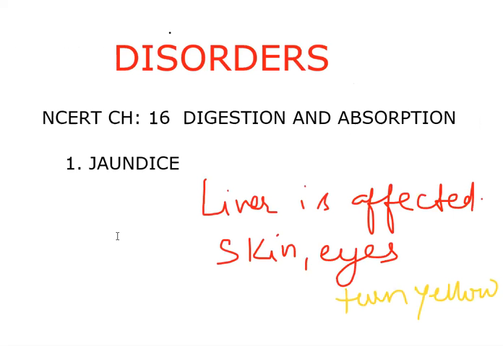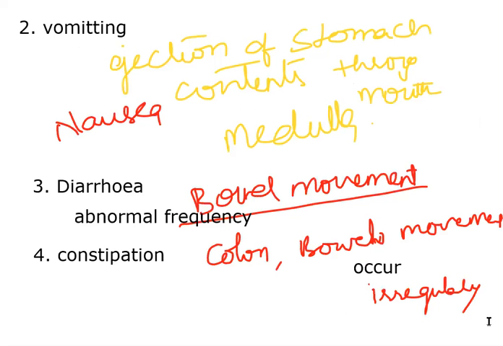So we said about the jaundice. In jaundice, the liver is affected. The skin and eyes turn yellow due to the deposit of bile pigment. And after that, we went through vomiting, which is the ejection of the stomach contents through the mouth. This reflex action is controlled by the vomit center present in the medulla oblongata.